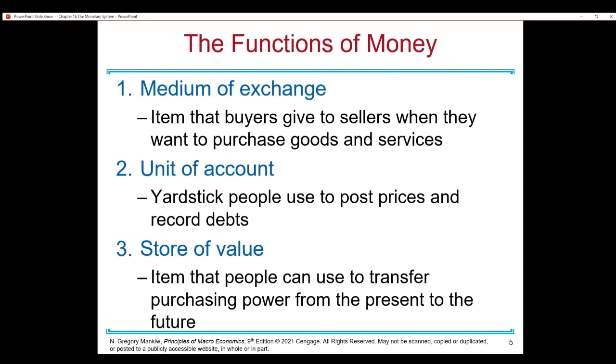Well, inflation might cause a problem with store of value. The money you receive today from an exchange of a good or service may not be able to buy the same good or service in the future, tomorrow. If inflation is really high, money is going to be a poorer store of value.